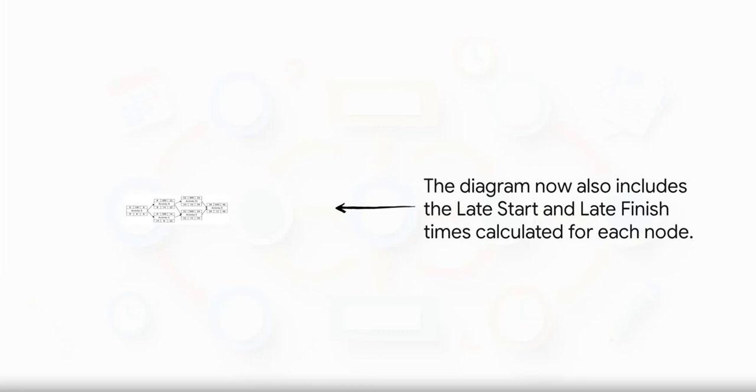But we're not done yet. Next up is the backward pass. We start at our finish line, 36 days, and work our way backwards to the start. This tells us the absolute latest each task can finish without blowing our deadline. And this time, the rule is flipped. You always take the smallest number from the tasks that come after.